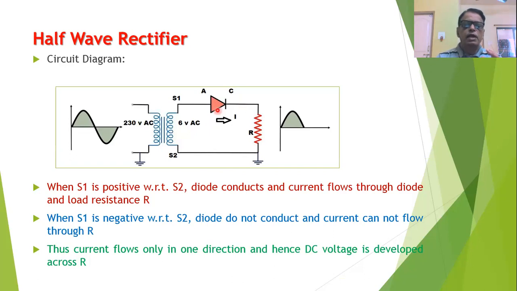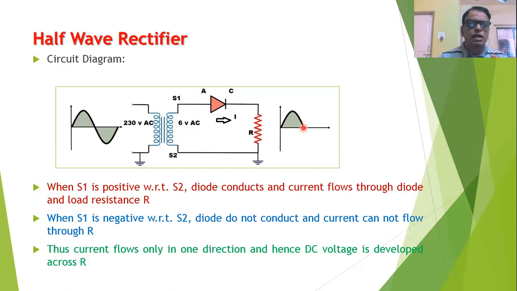So anode is indicated by this symbol and cathode is indicated by this symbol. And the output of the diode is connected to the load resistance, such as resistance R. Now, when the terminal S1 of the transformer secondary is positive with respect to the terminal S2, then the anode is positive with respect to the cathode, and therefore current will flow through the diode. When the diode is forward biased, the current will flow through the diode, and the current will flow through the resistance R. And therefore, across the resistance R, the positive half cycle is developed.